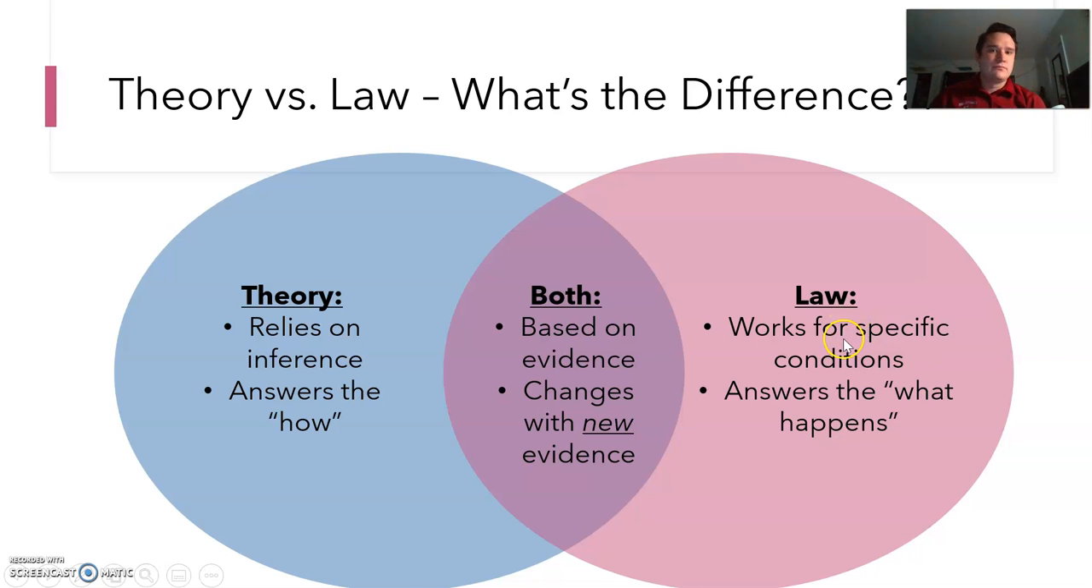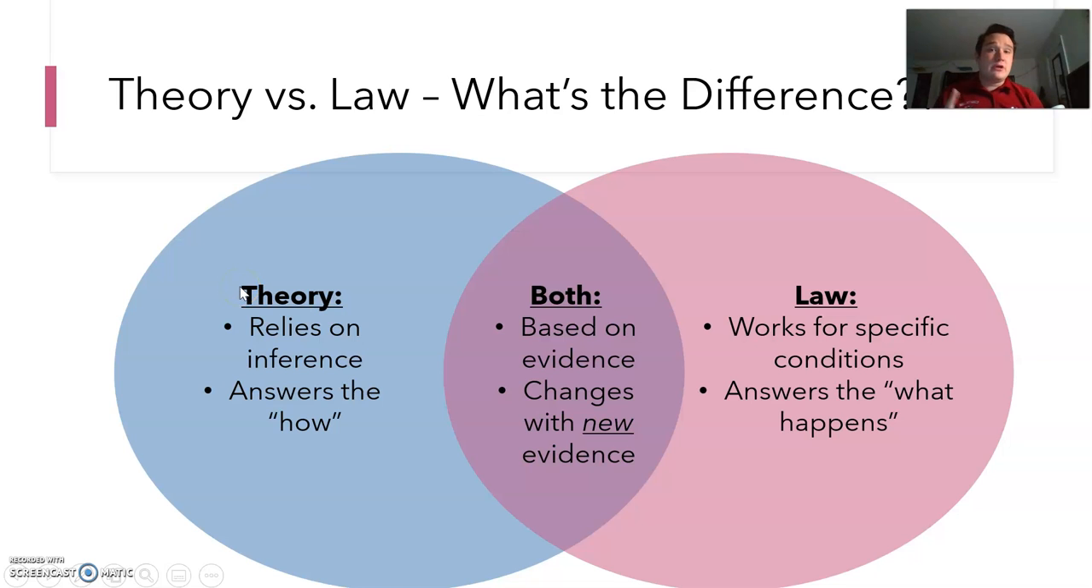Law in science works for specific conditions and answers the what happens. So, we have our law of gravity. When we drop things, let me find something to drop on my desk at home. If I drop this deck of cards, it falls. That's the law of gravity. It's not the theory of gravity. It's the law.